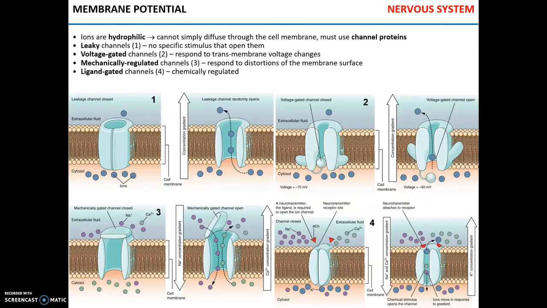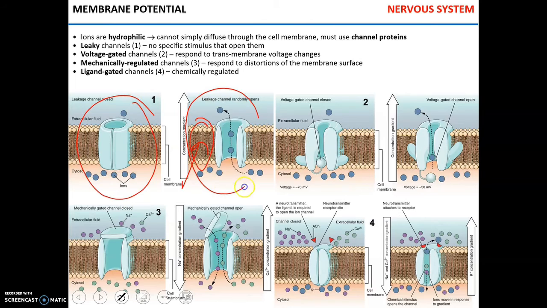Now we're going to talk a little bit about the electrophysiology of the nervous system. We need to first describe what channels are and why they are needed. We mentioned before that the cell membrane has a hydrophobic center, meaning that hydrophilic substances like various ions cannot diffuse through the cell membrane. Therefore, they must use channels, channel proteins. There are four categories of channels. Leaky channels, shown here, just let the ions get through.